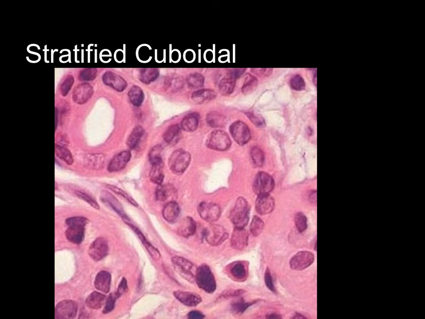Okay, this is stratified cuboidal. A lot of people get this mixed up with simple cuboidal, but there is a main difference. You see that here's one layer, and here's two. Here's that free space that we were talking about, and here's the basement membrane. But all we need to look at is shape, and this is nice and cube-like, and then you have one layer and two. So that's what makes it stratified cuboidal.